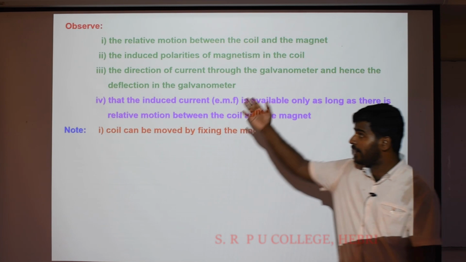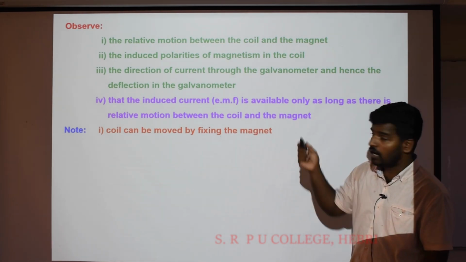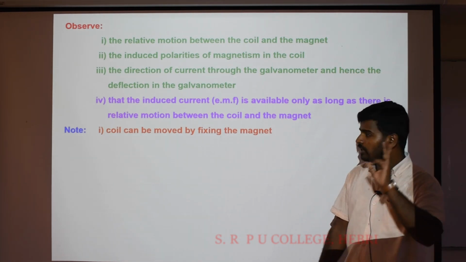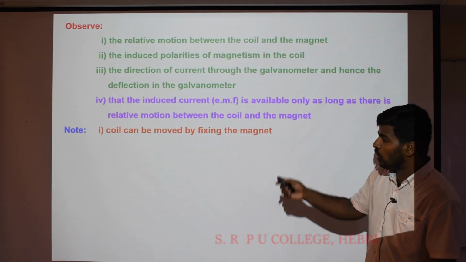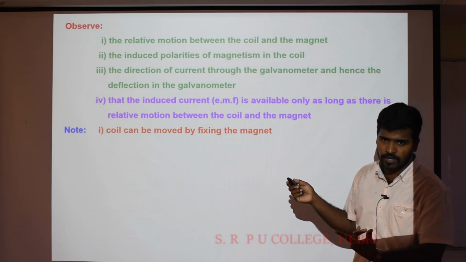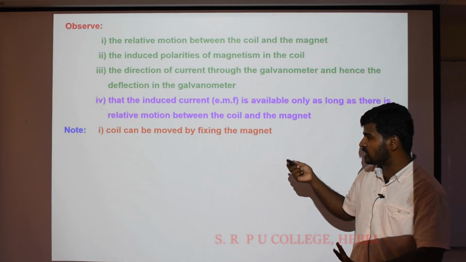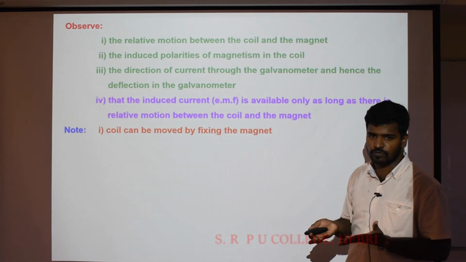Is it clear? That observation they have given is very important. These three observations, after drawing the diagram, if you write these three observations, it is a 3 mark very important question. See the note now. The important note also: the coil can be moved by fixing the magnet. Now we have moved the magnet. We can also do it the other way: the coil can be moved by fixing the magnet. If you fix the magnet and move the coil, we get the same observation.